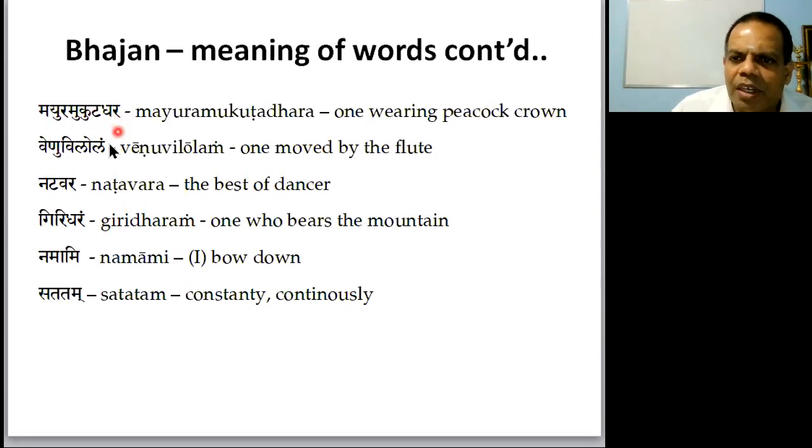Okay. In this case, I would say wear, because dhara has multiple meanings. Like Giridhara means he lifts it up, he supports it. In this case, wearing is the meaning. Okay. Mayura Mukuta Dhara. Who wears the crown of peacock. Means in this case, peacock feather. Okay. Mayura Mukuta Dhara.